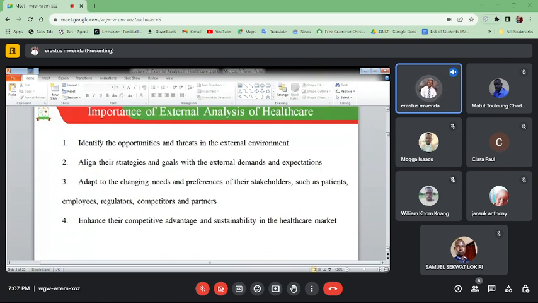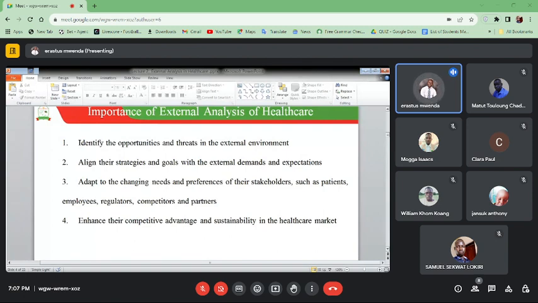environment. And these stakeholders that are expecting us to change are patients, employees, regulators, whom we gave example of the government, competitors, and various partners that we are having within our organization.